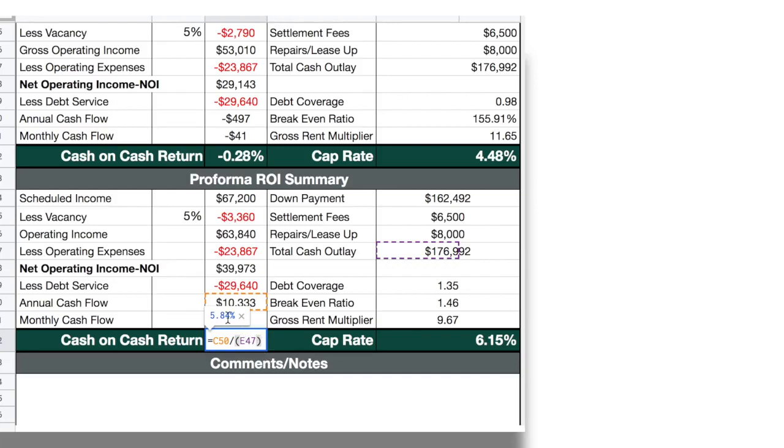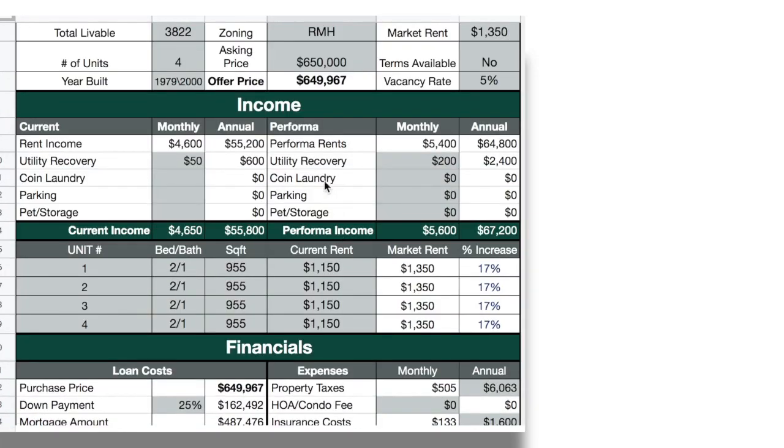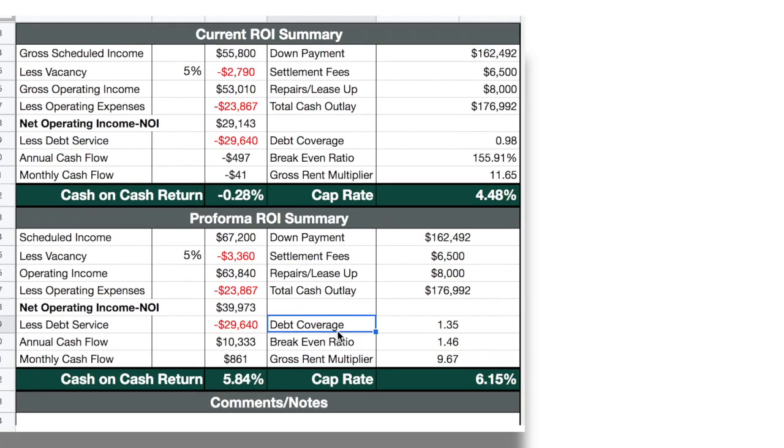5.84. I'm not even going to express if I have an opinion about that, because some people do, some people don't. Cap rate 6.1. So in effect, if we buy this property at the asking price that this guy wants, you're buying at a 4.48 cap with the ability to increase to a 6.15 cap.